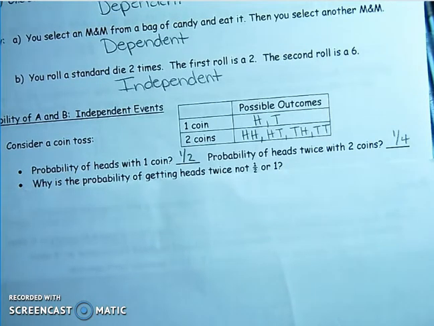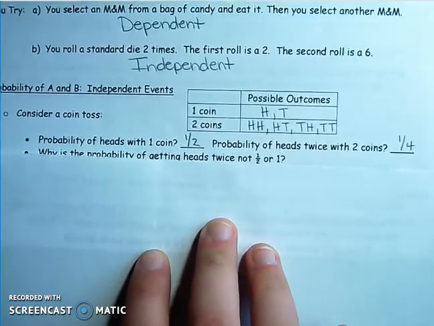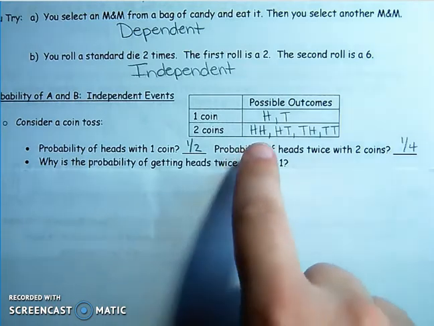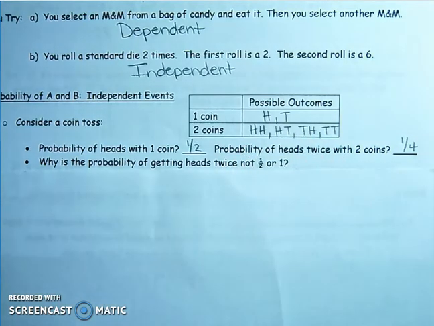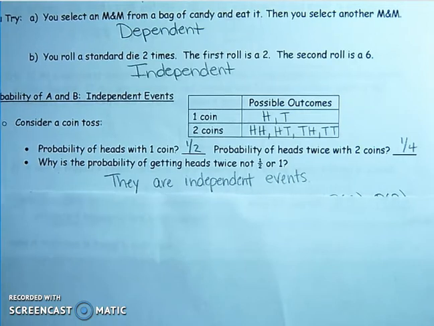Why is the probability of getting heads twice not 1/2 or 1? Well, if it was 1/2, that would mean you would have 2 out of the 4 possibilities here, which it's not. 1 would mean no matter what, when you flip those 2 coins, you're always going to get 2 heads, which we know is not going to happen. The idea is they're independent events. Flipping a coin or 2 coins have nothing to do with each other.